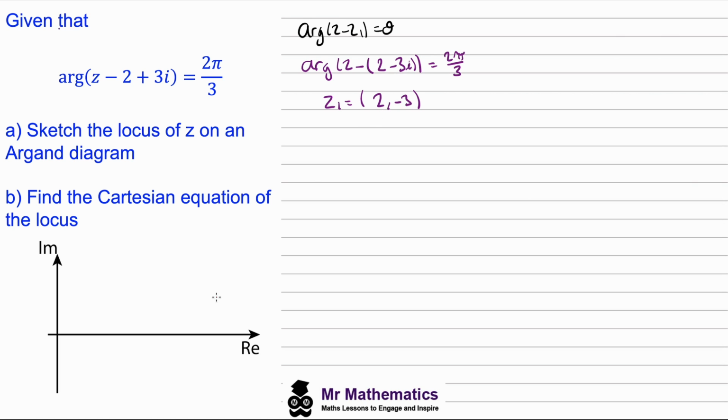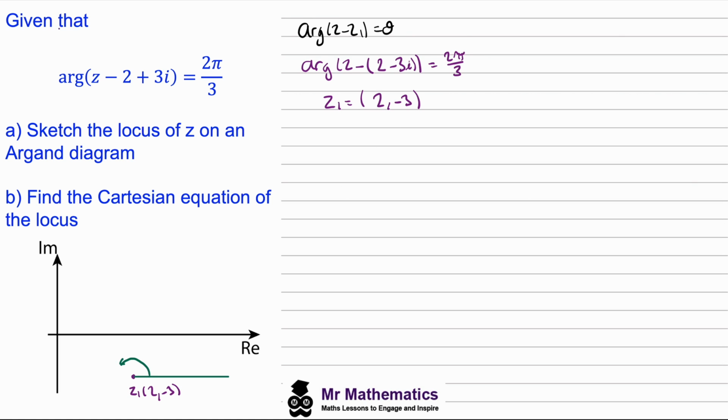So we'll plot this on our Argand diagram. It'll be somewhere around here. We'll call this z1 at point 2, negative 3. And then we need to show the argument of 2 pi over 3. We know that the argument always comes from a direction parallel to the real axis. So 2 pi over 3 would be about here.